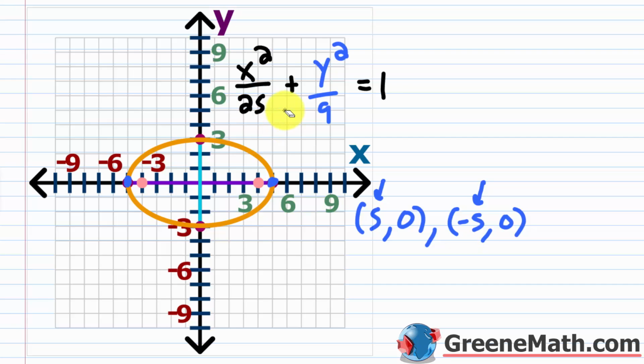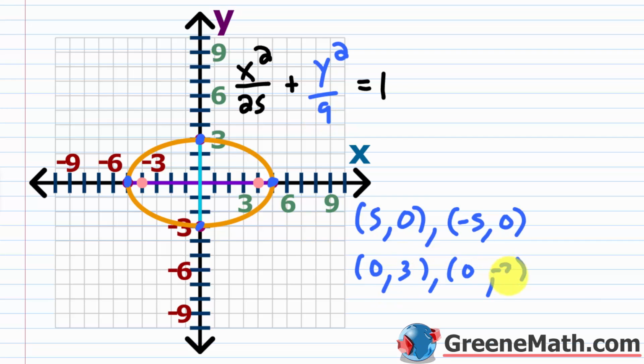You can use a similar thought process to get your y-intercepts. So here and here. So now x is 0 in each case. Okay, x is 0 in each case. And now what's the principal and negative square root of 9? So 3 and negative 3. Okay, so 3 and negative 3. Okay, so now we have those values. We know where those points came from.